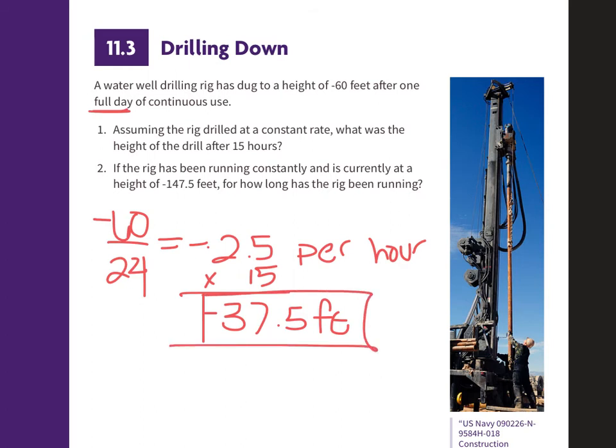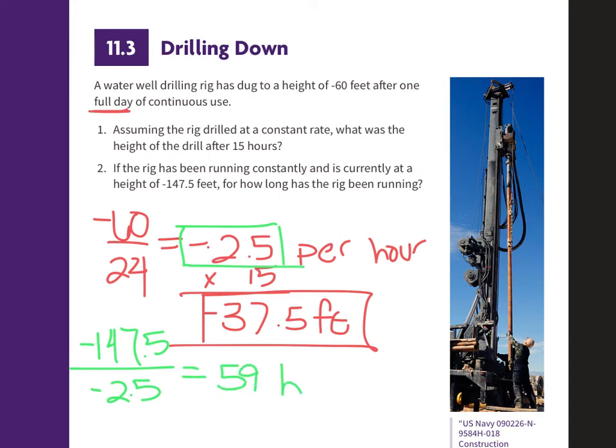If the rig has been running constantly and is currently at a height of negative 147.5 feet, how long has the rig been running? So we know it does this every hour, right? So we're just going to go negative 147.5 divided by negative 2.5. So negative 147.5 divided by negative 2.5 gives me 59 hours. That's a long time. That's over 2 days. Okay?